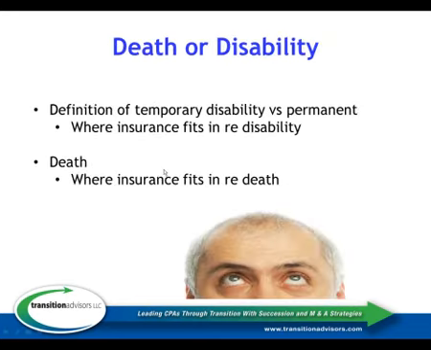Death and disability, real quickly. In temporary disability, we're talking about maintaining compensation for a short period of time. In permanent disability, we're talking about that turning into a buyout. And the best way to manage all of these activities is through insurance, of course.